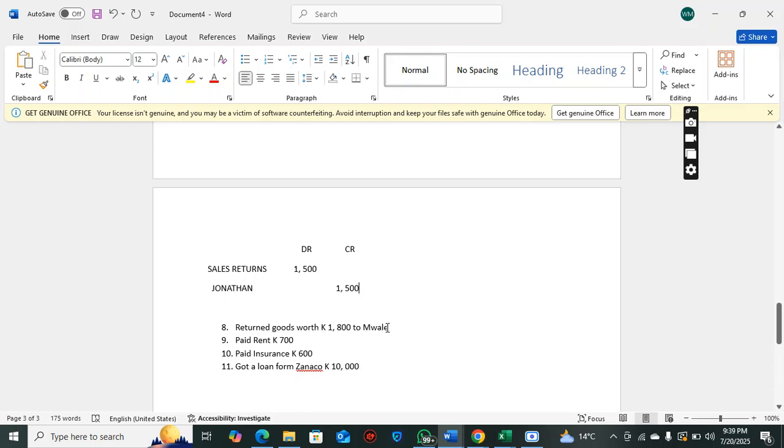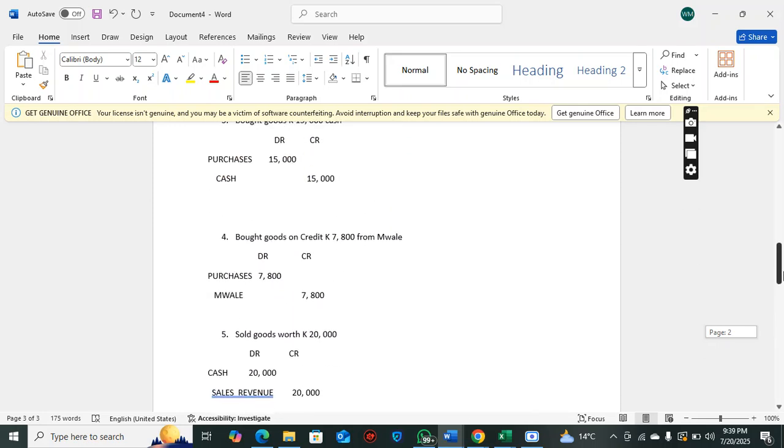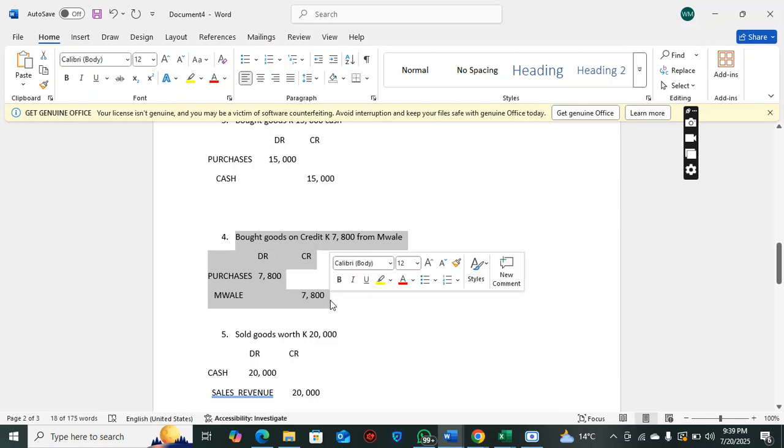All right. The next transaction, returned goods worth 1,800 to Mwale. If you remember earlier on in this question, we bought goods on credit from Mwale, 7,800. So we're owing him 7,800. Now, we've seen that some of the goods we bought from him could be damaged, destroyed, or the wrong goods. So we've returned the goods back to Mwale.